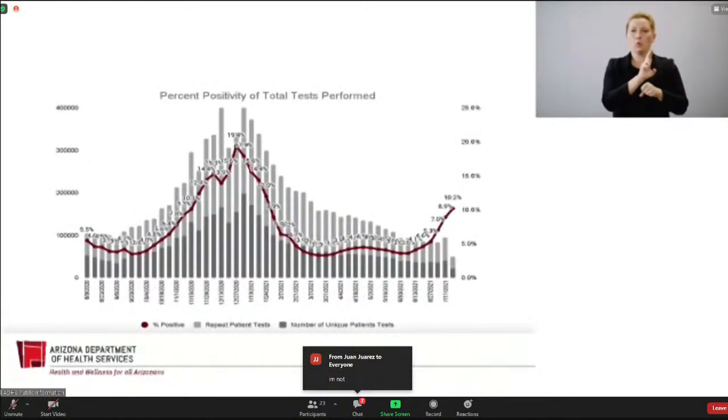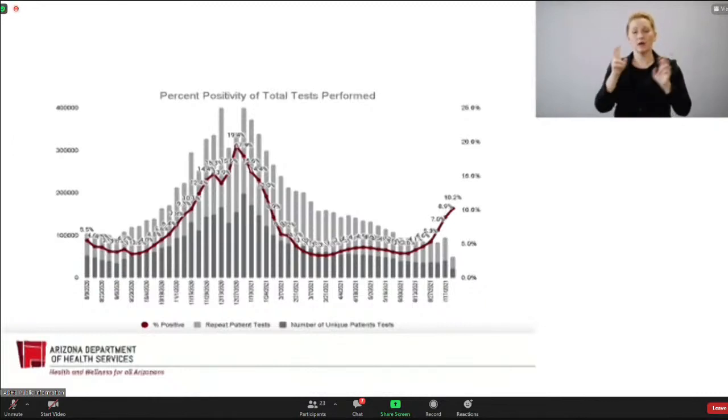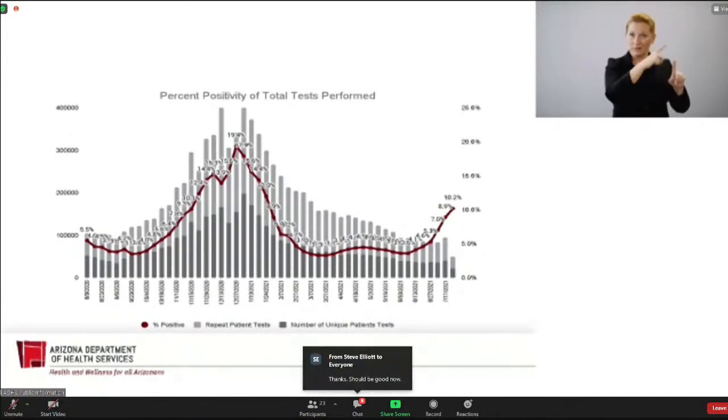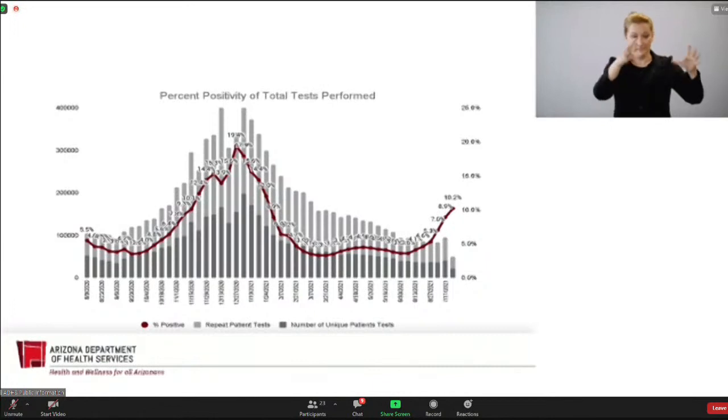By now, hopefully all of you are familiar with our percent positivity chart. This one is a little different than the one that's on our website. It shows the total number of tests and how many are in unique individuals and how many are repeat tests in individuals that have already had a previous test. This is important as we get into the part of the pandemic where we are. We use percent positivity, which shows the percent of tests that are positive out of the total number of tests conducted. And we use this as a measure of community spread of a disease.